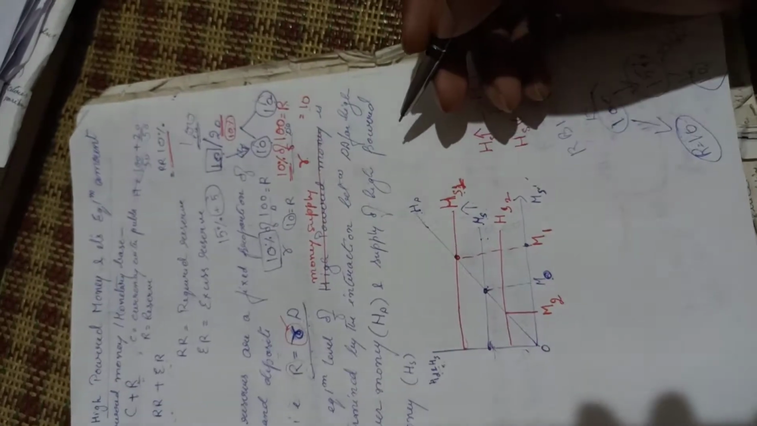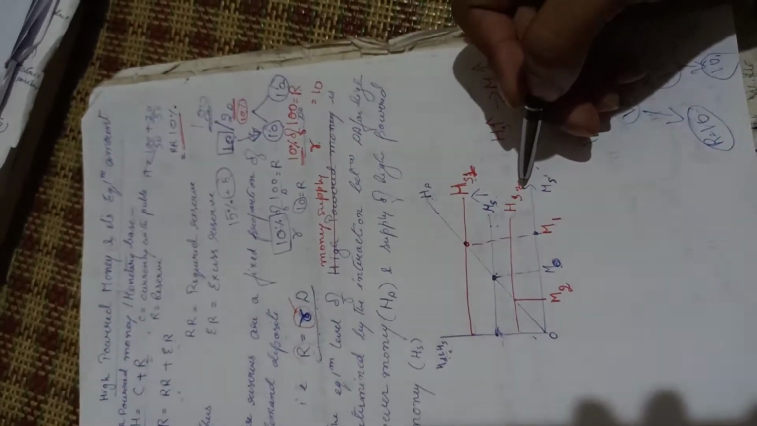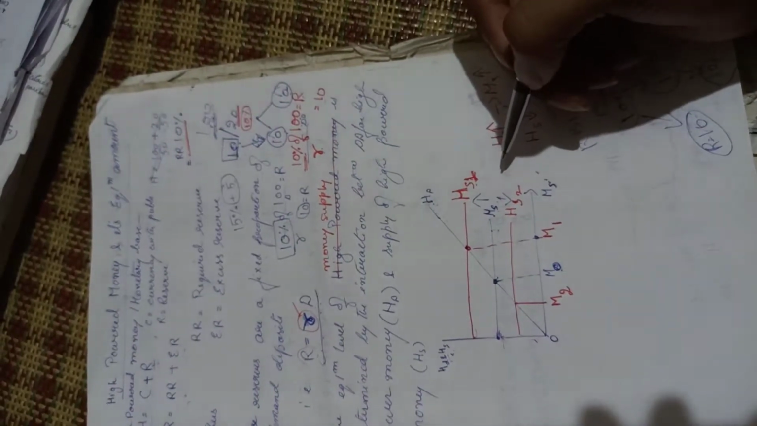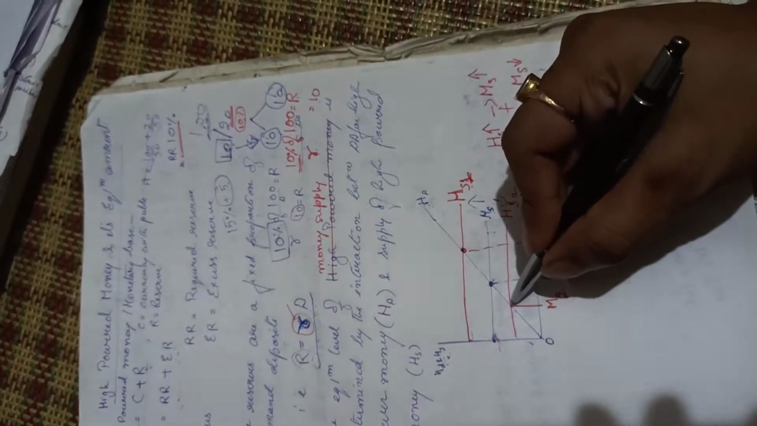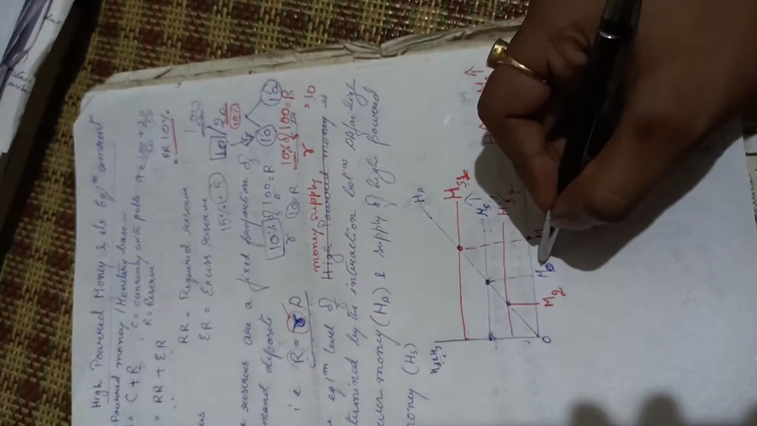Okay, similarly if the central bank chooses to decrease the money supply, it will shift below from the initial position, and your equilibrium level of money supply will go down or will get reduced. Okay, so what do we see? That the supply of high powered money shares a positive relationship with the equilibrium level of money supply.